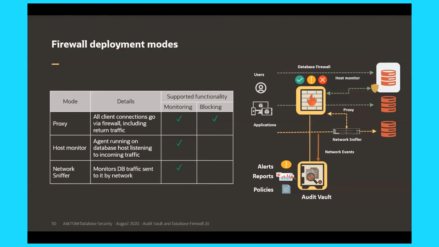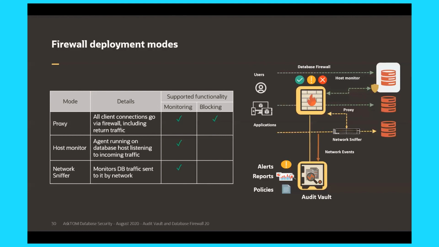Third mode is proxy. The database firewall acts as a SQL proxy server. You can configure clients to talk to the firewall and configure the firewall to forward requests onto the database server. If you are in proxy mode, because traffic actually flows through the firewall, you can both monitor and block. So if your goal is to stop something from getting to the database, you're always going to choose proxy mode.